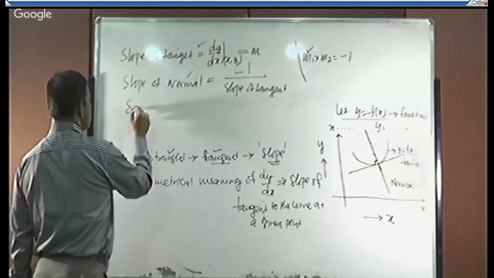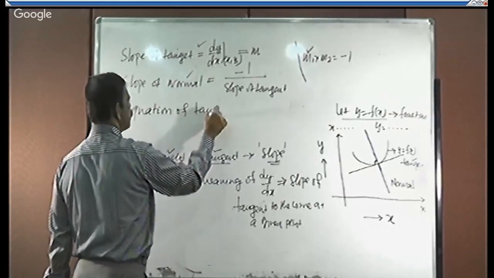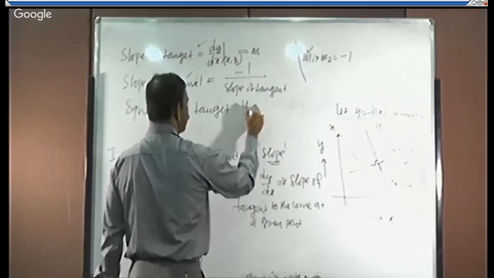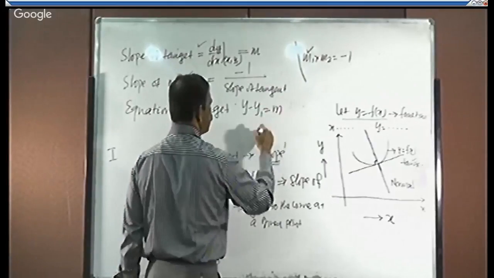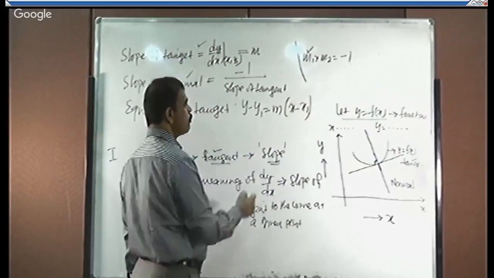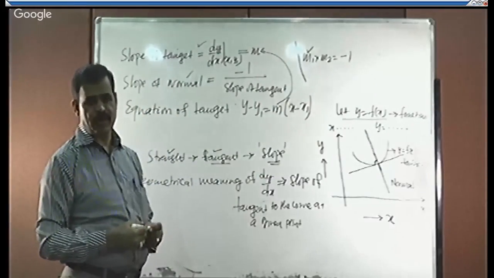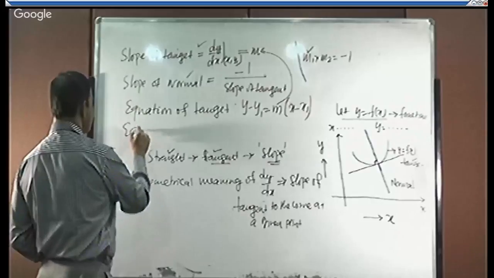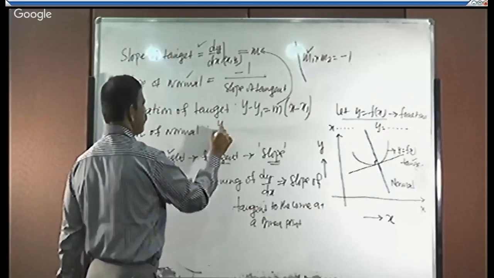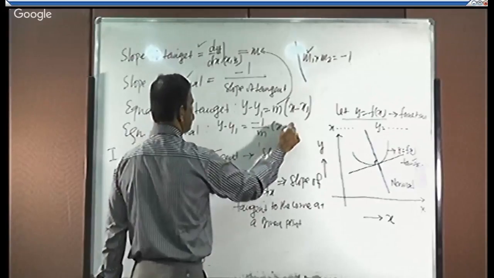Then we can write the equation of tangent. The equation of tangent to the curve at a given point is y minus y1 is equal to m into (x minus x1). What is m? m is dy by dx at a given point. Right? Next, the equation of normal is y minus y1 is equal to minus 1 by m into (x minus x1).